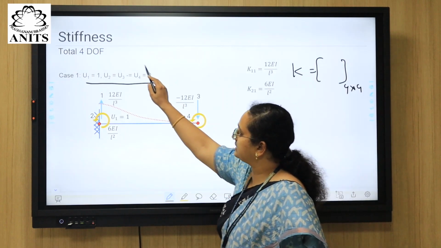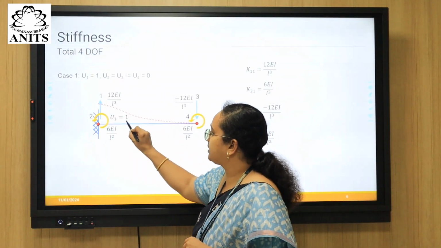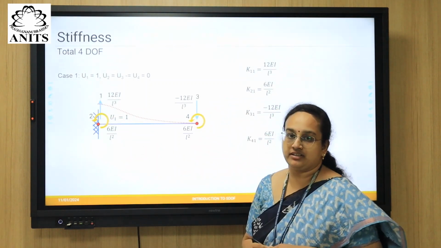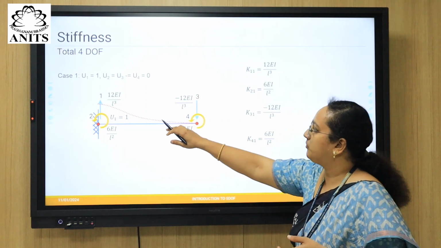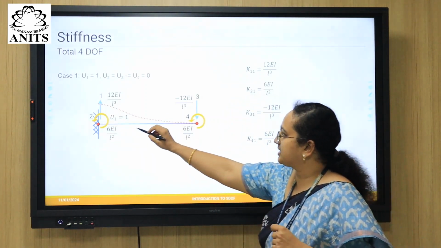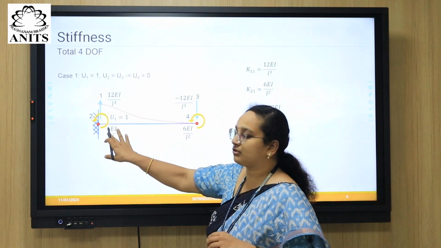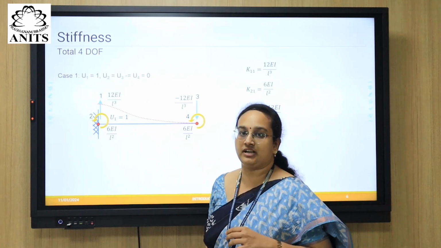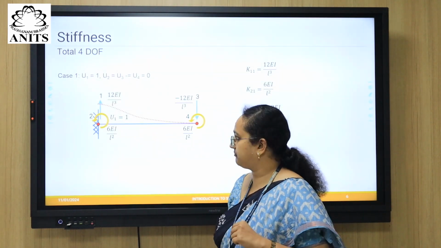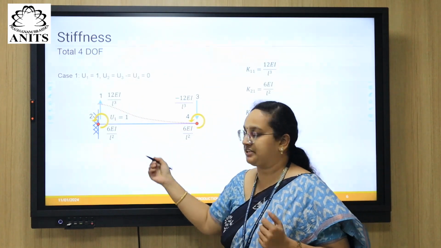Right? So with this condition, what is happening to the beam? We are discussing displacement when it is applied. U1 is 1, so when U1 is 1, that means displacement in 1 degree of freedom is one unit. In that case, what is going to happen? Let us discuss how the structure is going to respond with this 1 unit displacement. What is going to happen to this beam?